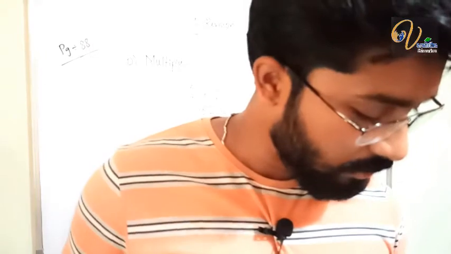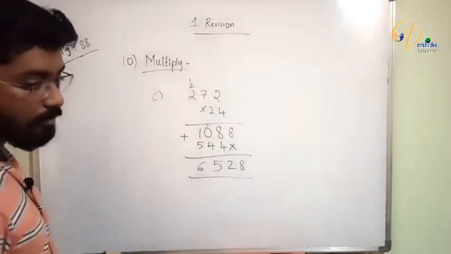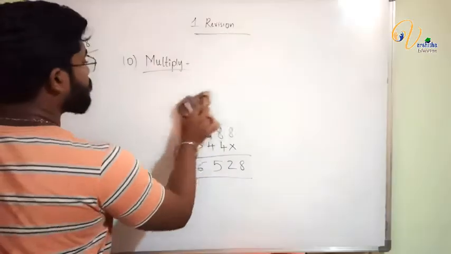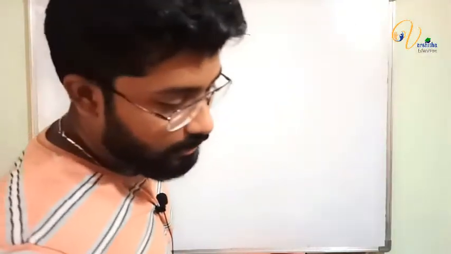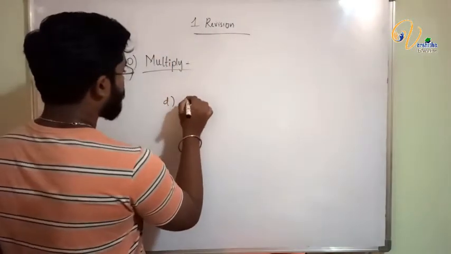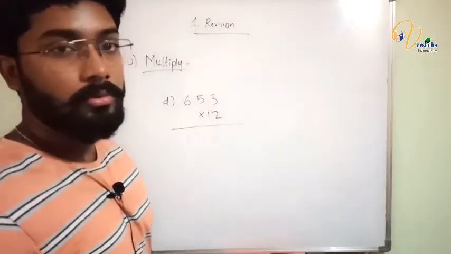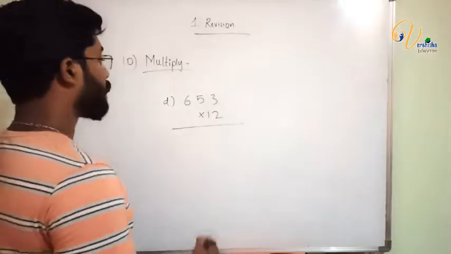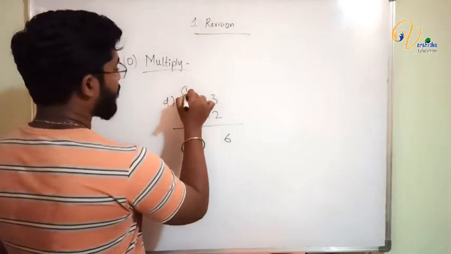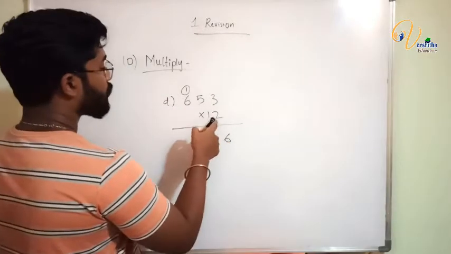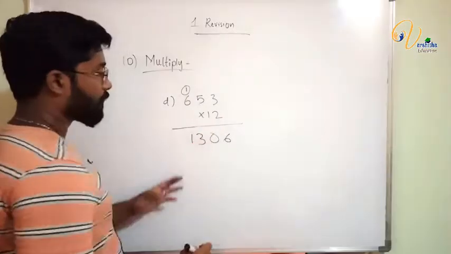What is the next question? Next one is D. 653 into 12. How to do? First start with 2. 2 3s are 6. 2 5s are 10, 1 carry, 0 here. 2 6s are 12, 12 plus 1, 13. First one is completed.